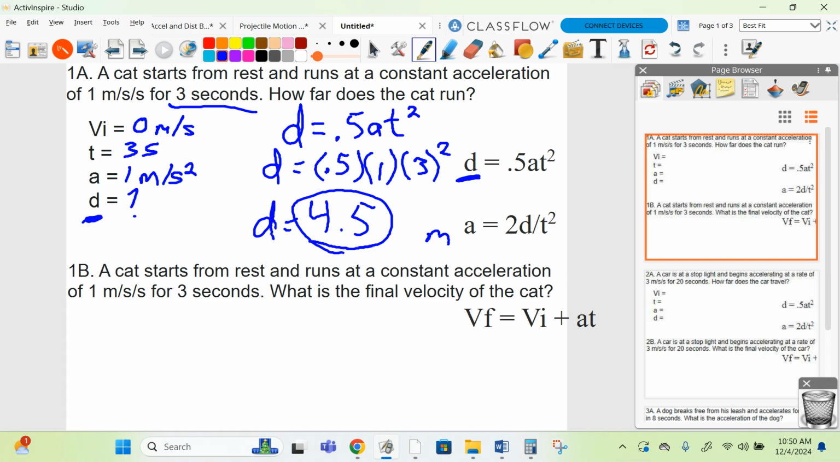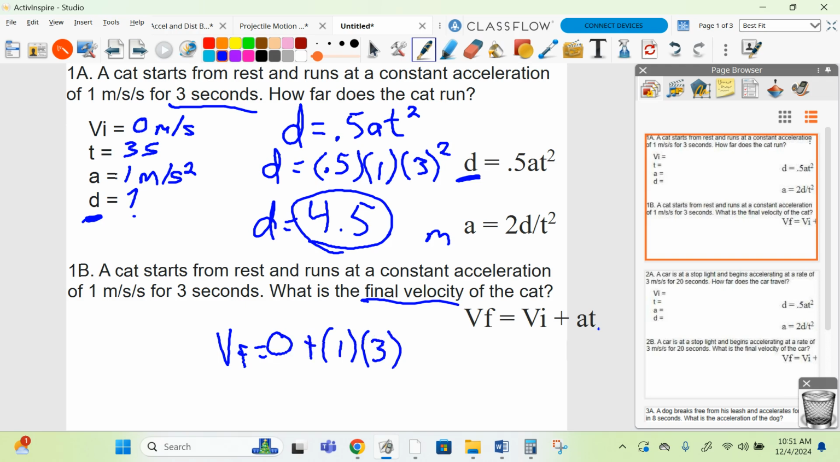As I take a look here at part B, because all these problems are set up as part A and part B, it's asking me for what is the final velocity. I'm still going to be pulling information from over here at my data table from the original problem. To calculate the final velocity, I need the initial velocity plus the acceleration multiplied by the time. So if I want to find the VF, VI is 0 plus the acceleration, 1, multiplied by the time, 3.